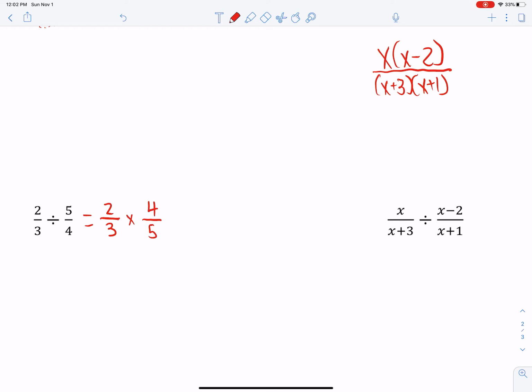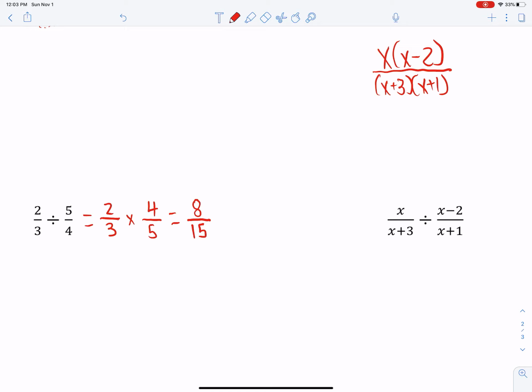So to divide fractions, you leave the first one alone, change it to multiplication, and flip the second fraction. Then you multiply. On the top, 2 times 4 is 8. On the bottom, 3 times 5 is 15. So 8/15 would be our answer.